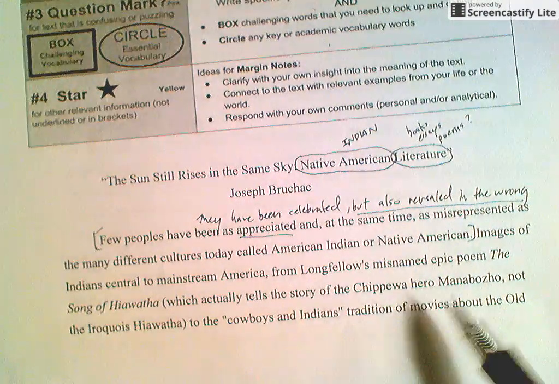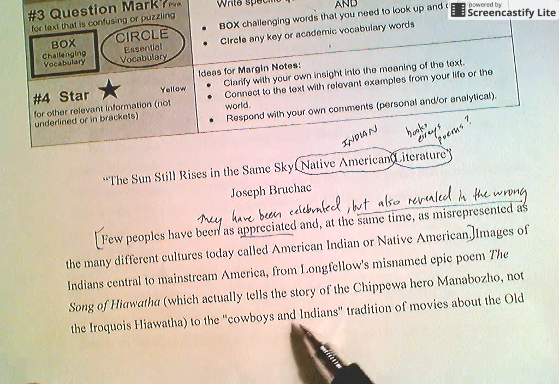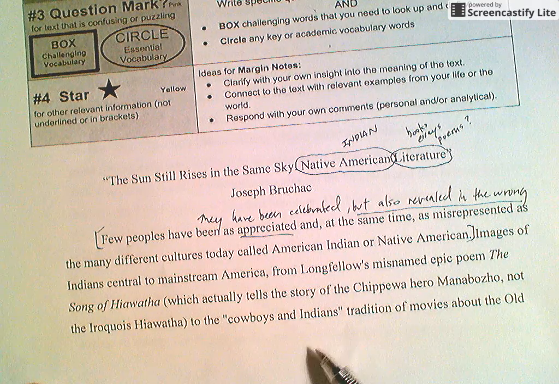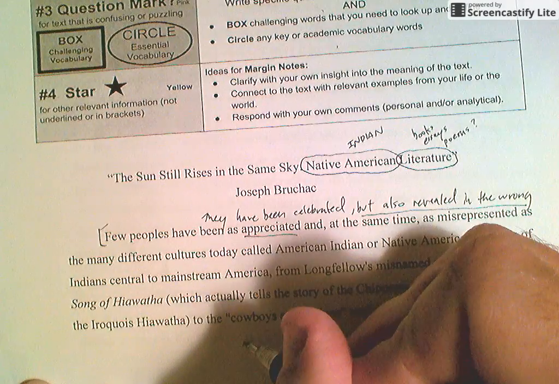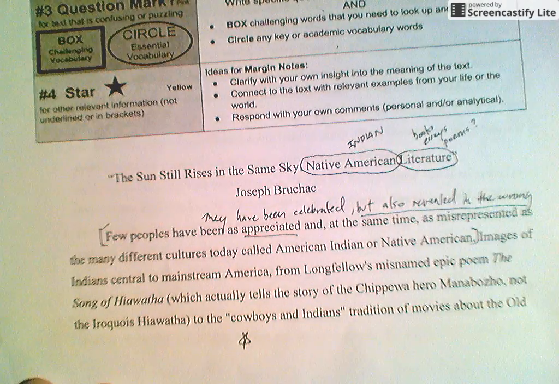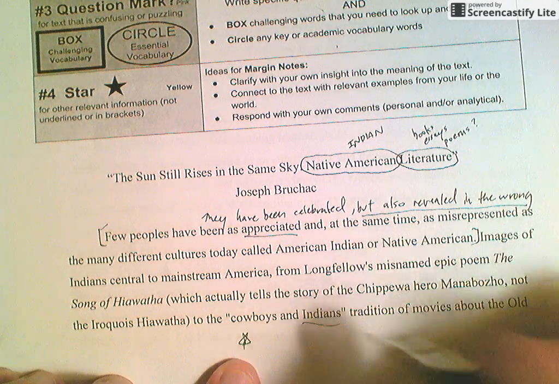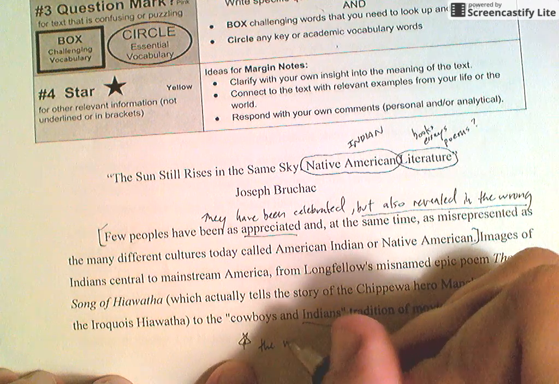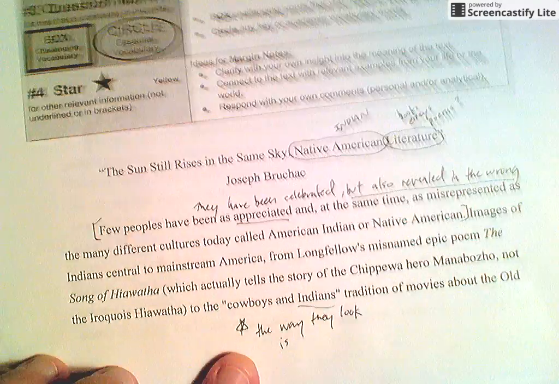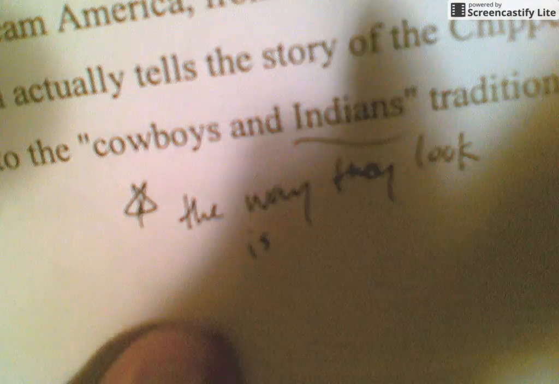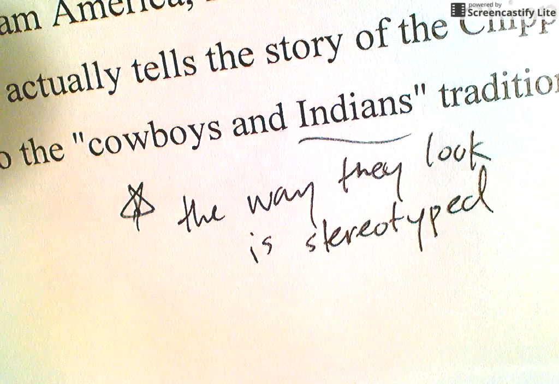So it looks to me like what he's saying is that these images were misnamed epics, or the Cowboys and Indians, all these things have something in common, or tradition of movies about the Old West. I'm going to put a little star right here. So basically it looks like what it's saying is Indians have been misrepresented in the way that they look. And the way they look is maybe even stereotyped. I hope you know what stereotype means. It means that they follow a certain pattern.